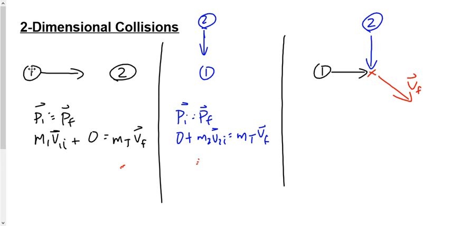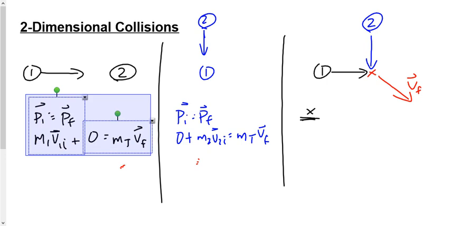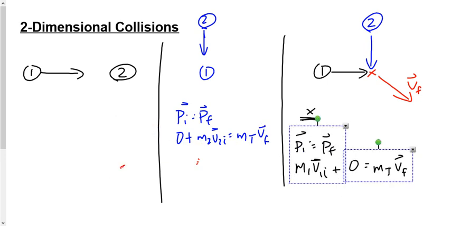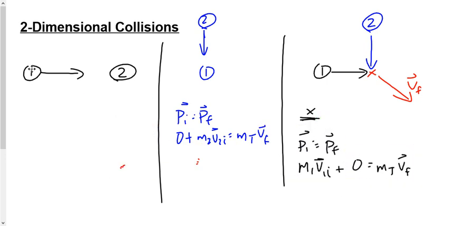We would break this into an x component. The x component of this would be exactly the same as this. It's exactly the same problem. That is the x component. We're not done this third problem yet, right? But the part that we've just done is exactly the same as problem number 1 here. M1 V1I plus 0 is equal to M total times VF.